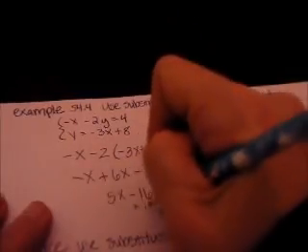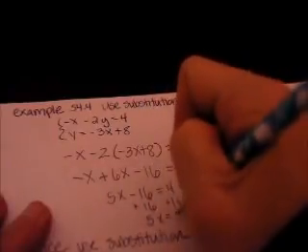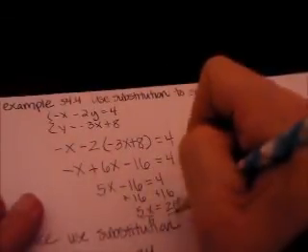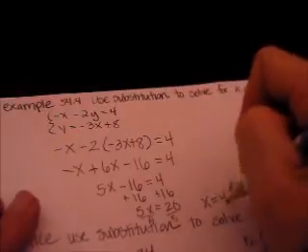A negative x and a positive 6x is going to be a positive 5x minus 16 equals 4. Add 16 to both sides, and it looks like we have 5x equals 20. If we divide both sides by 5, we get x equals 4.